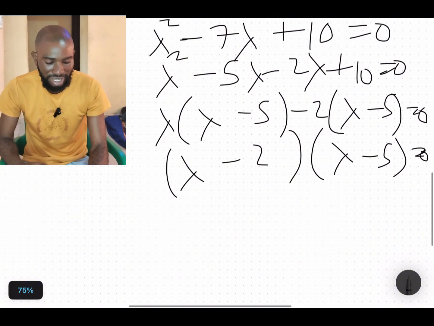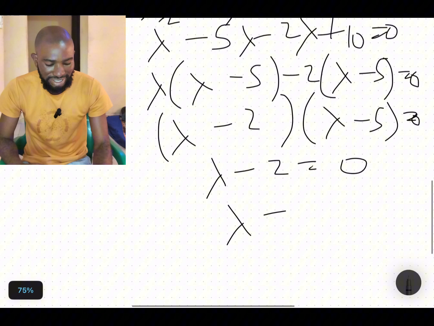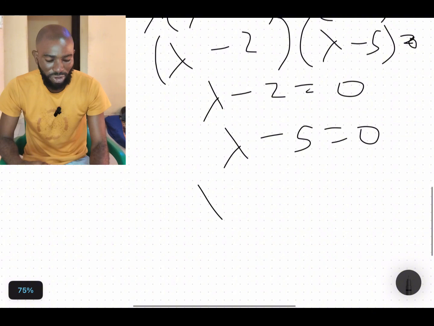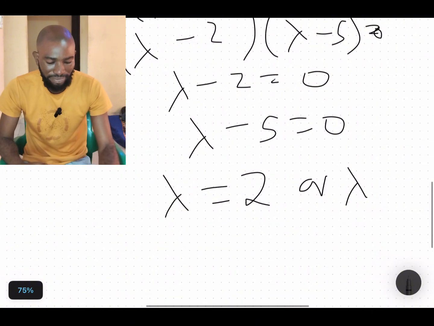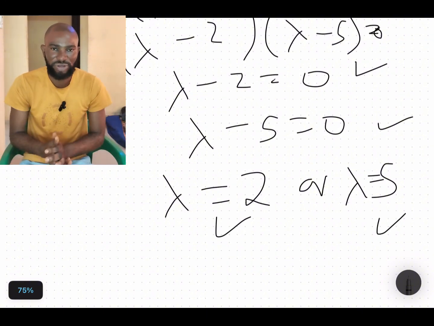That simply means lambda minus 2 is equal to 0, and lambda minus 5 is equal to 0. That gives us lambda equal to 2, or lambda equal to 5 from the other equation. So this is a simple concept to find this particular answer. Your lambda is equal to 2 and your lambda is equal to 5. These are the eigenvalues for this particular question.